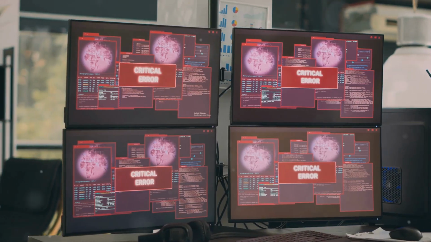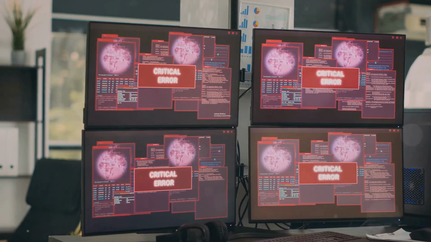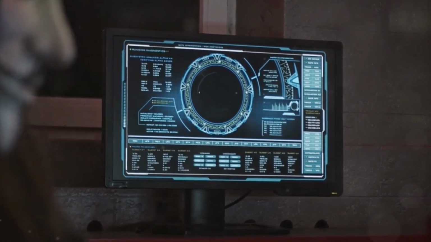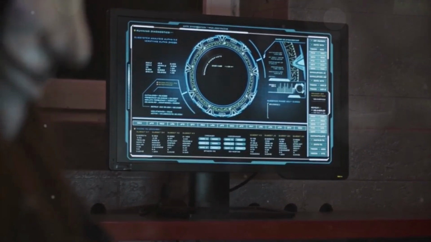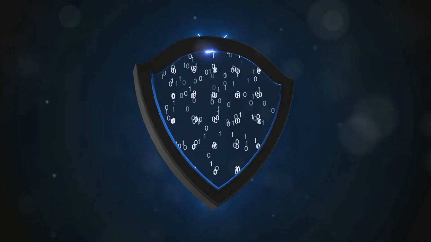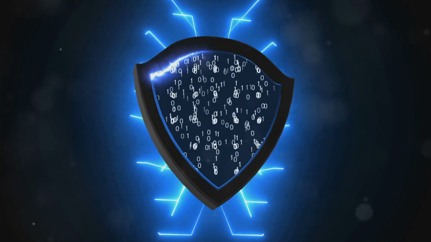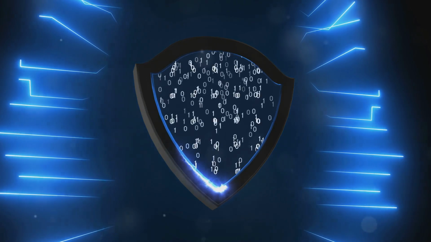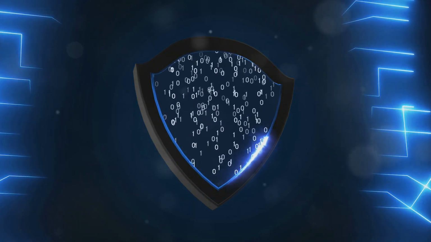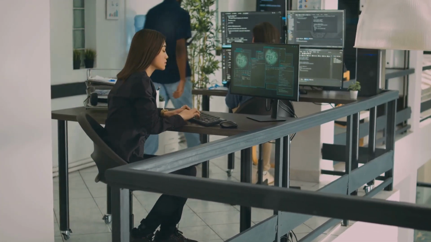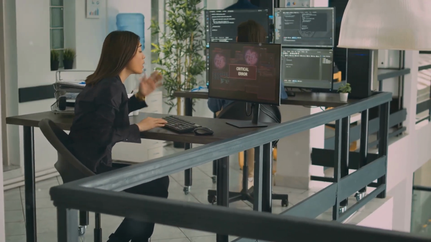EDR tools employ a range of advanced techniques, including behavioral analysis, machine learning, and threat intelligence feeds, to sift through the vast amounts of data collected from endpoints and identify the telltale signs of a cyber attack. These techniques allow EDR to differentiate between benign activities and malicious behavior, reducing false positives and enabling more accurate threat detection.